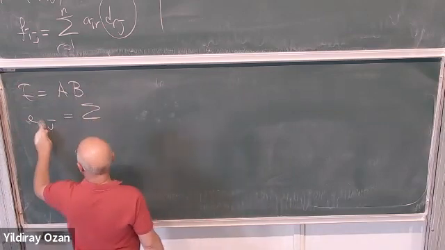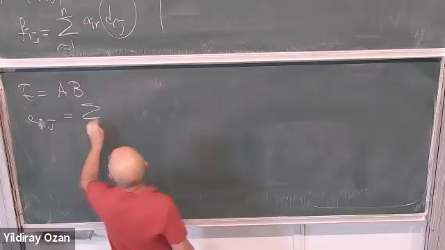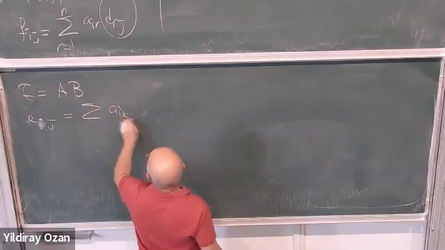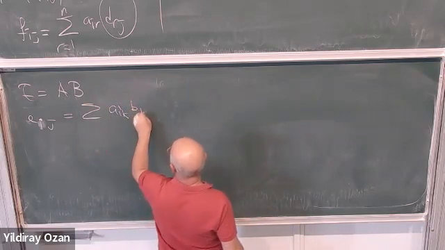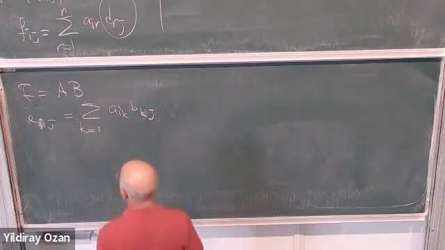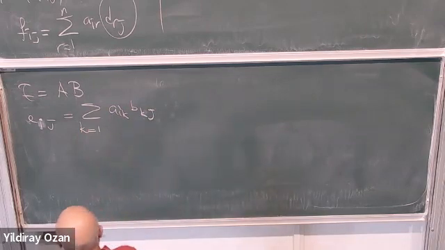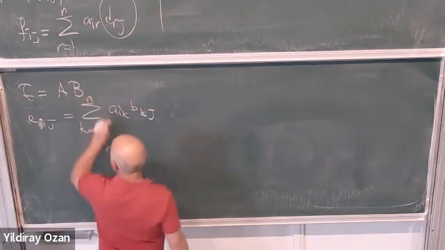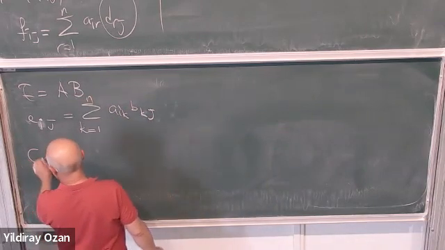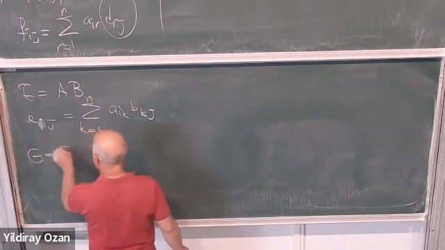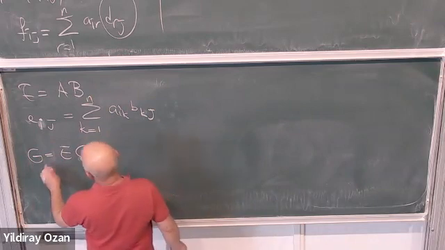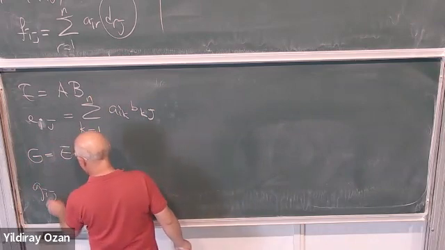Let me write IJ first and then change it. IJ, what is this? A times B: A, I, K, B, K, J, K from 1 up to N. Okay. And then we have G, which is E times C, right? So the IJ entry of this, Gij, is what?